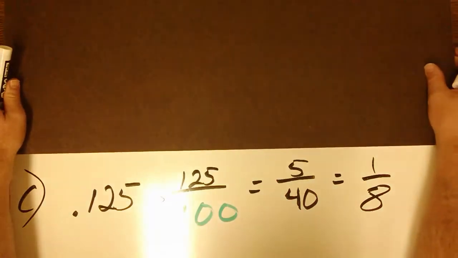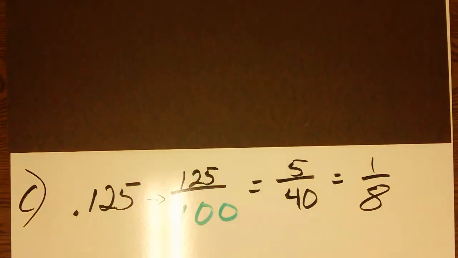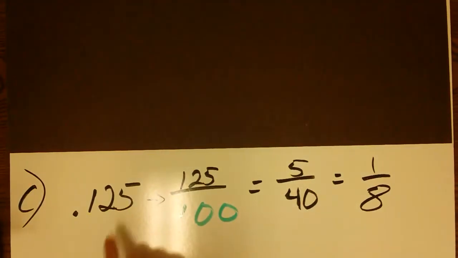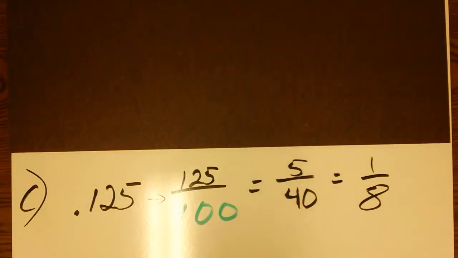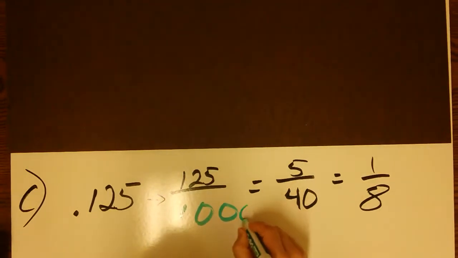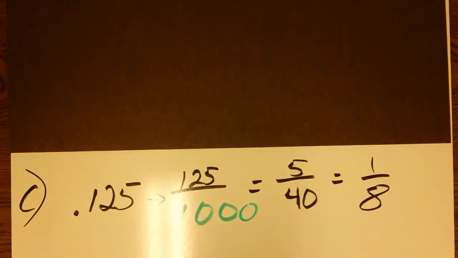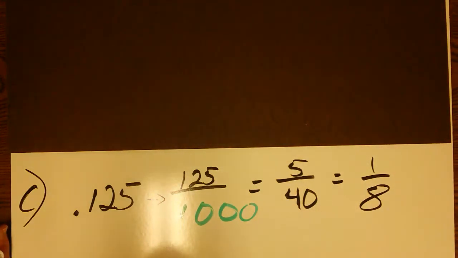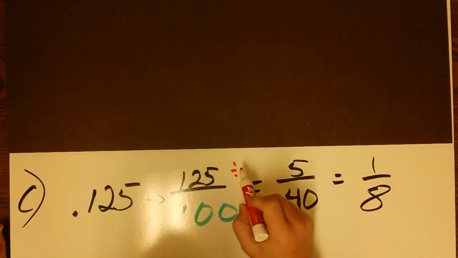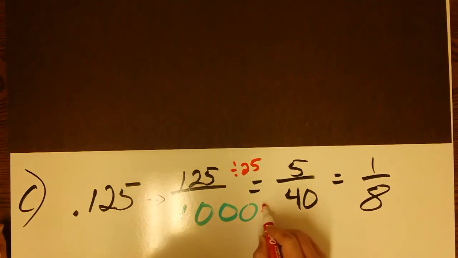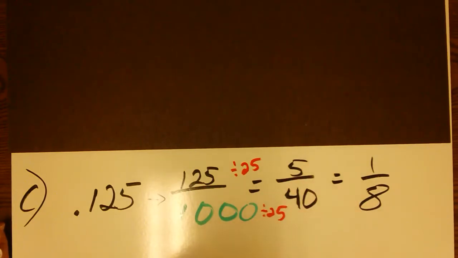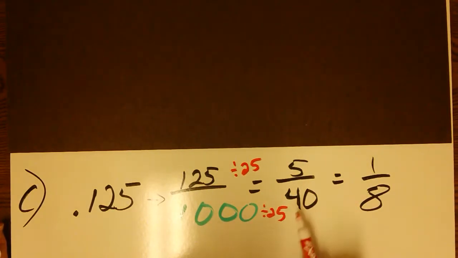And then our final example, 0.125. The 5 is in the thousandths place. So we actually will write 125 over 1,000, and then we will begin to reduce. The greatest common factor, or maybe a common factor that we could pick out real quick, is going to be 25. So we're going to divide both sides by 25. 125 divided by 25 is 5, and 1,000 divided by 25 is 40.